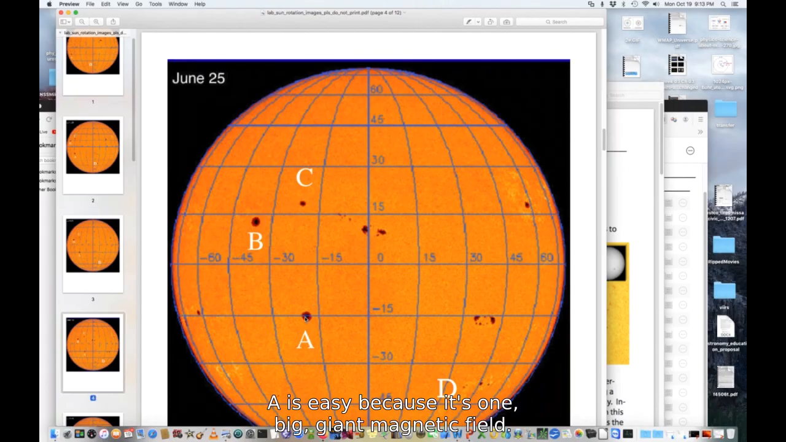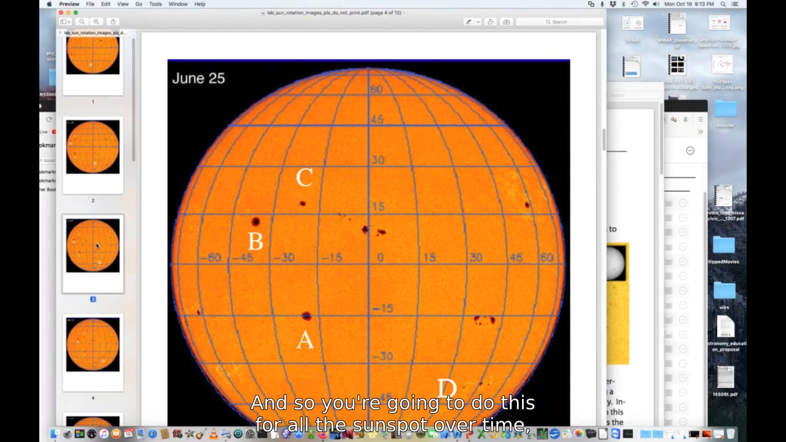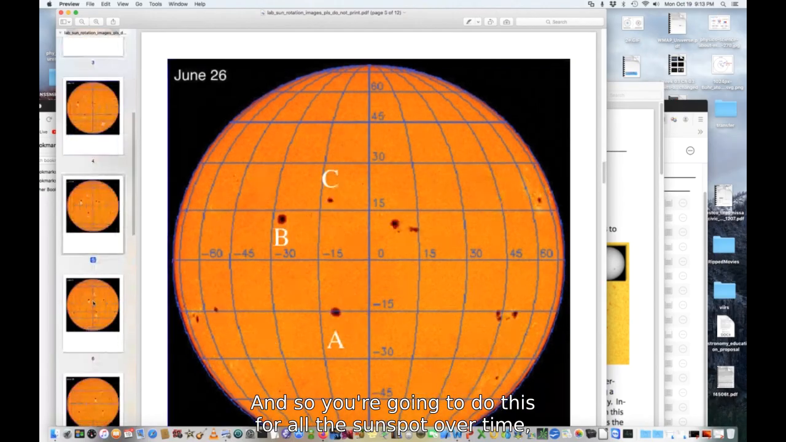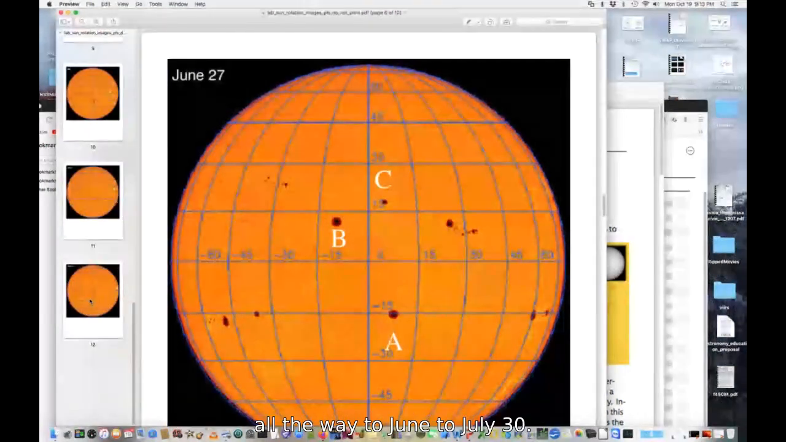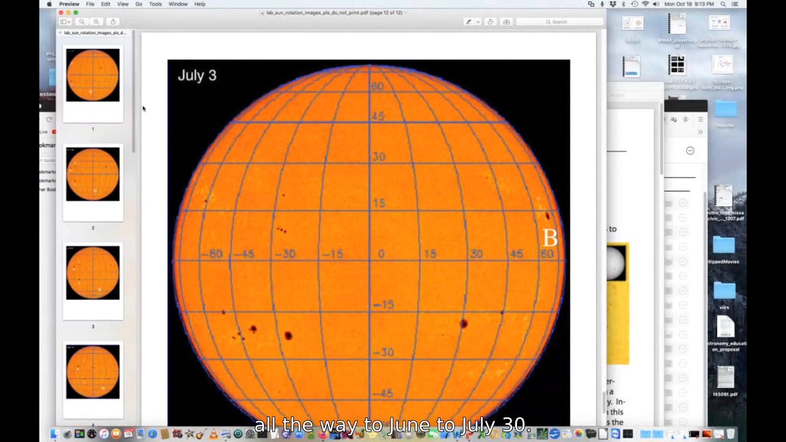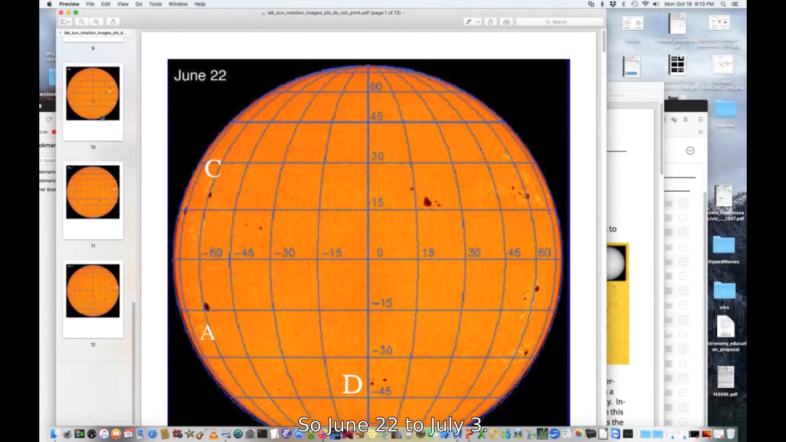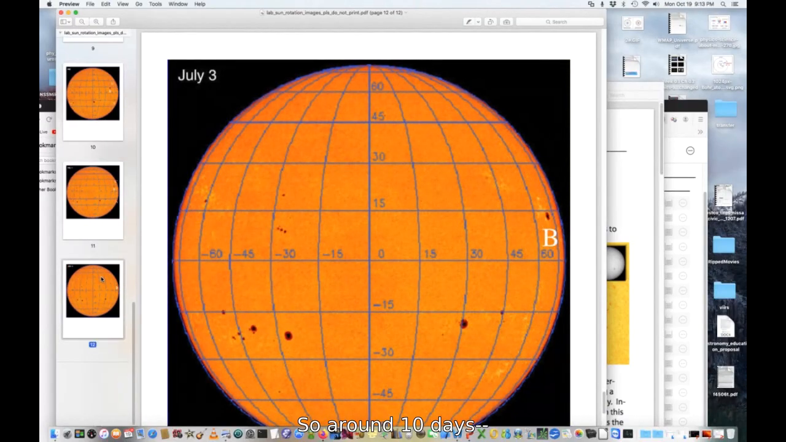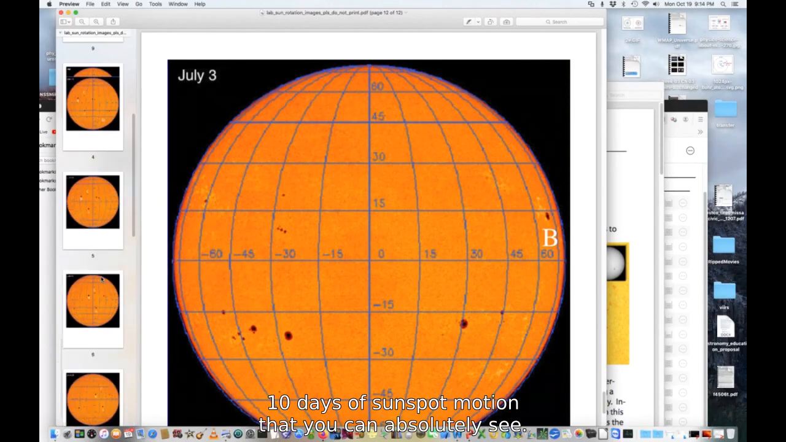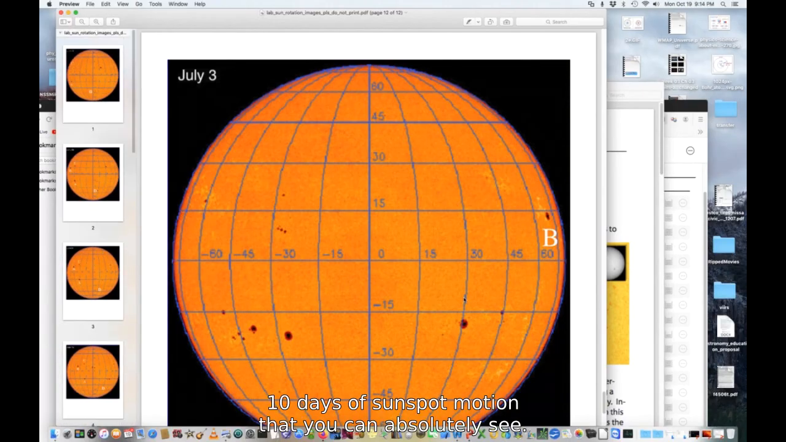A is easy because it's one big, giant magnetic field. B is easy, C is easy. But when you look at D, you have to pick which one you want. Is it this one, this one, or this one? Of course, I recommend the obvious one, the largest one. You're going to do this for all the sunspots over time, all the way to July 3rd. So June 22nd to July 3rd is around 10 days of sunspot motion that you can absolutely see.